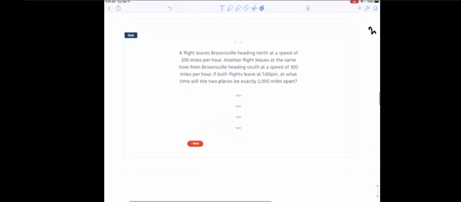Erase and make some space. Oh, sorry. There we go. Okay, number 8. A flight leaves Brownsville heading north at a speed of 200 miles per hour. This is a rate. Another flight leaves at the same time from Brownsville, heading south at a speed of 300 miles per hour. If both flights leave at 1 p.m., at what time will the 2 planes be exactly 2,000 miles apart? Okay, so this one's a little bit different.